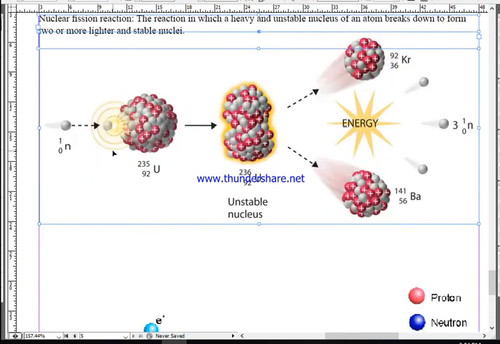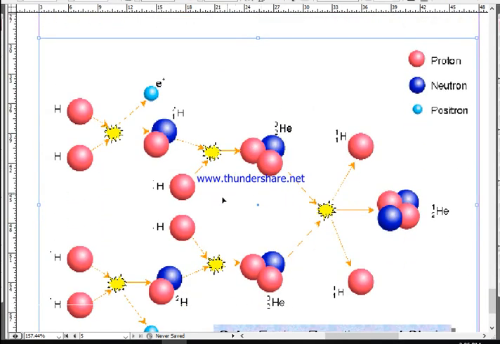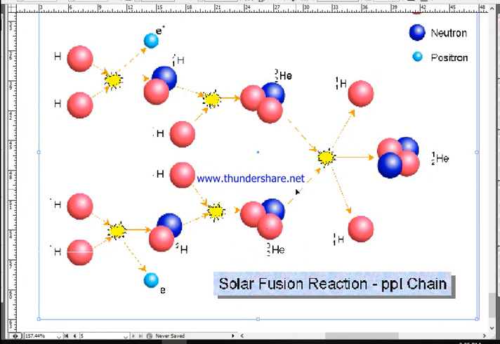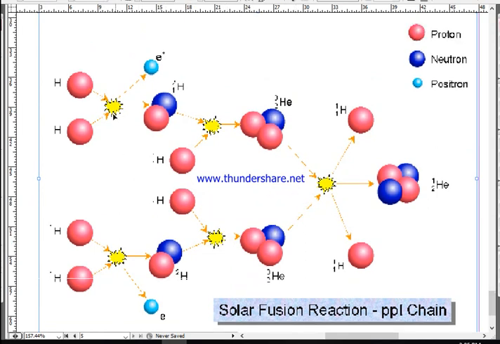Now let's go to the next one here. This is the nuclear fusion reaction. Nuclear fusion mainly takes place in the sun and other stars. The sun and stars have a very high amount of hydrogen. When 2 hydrogens collide, they release energy. They release, what is this, I forgot the name of this part. Yes, a positron. They release a positron particle, and one of the protons becomes a neutron.